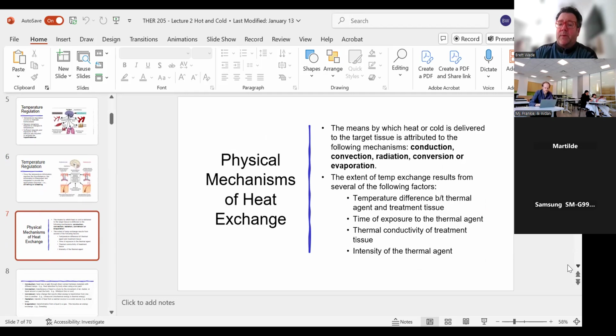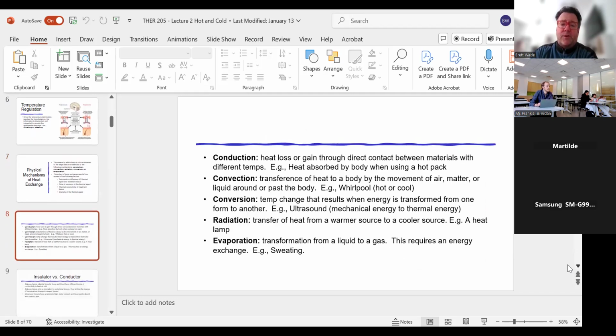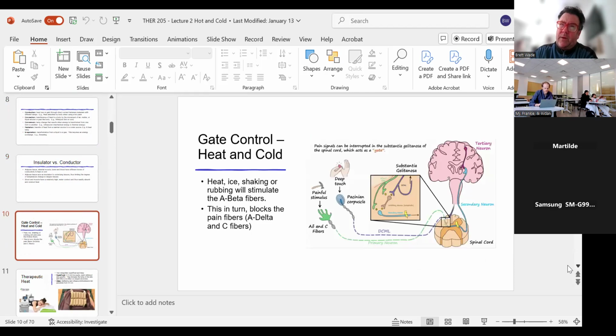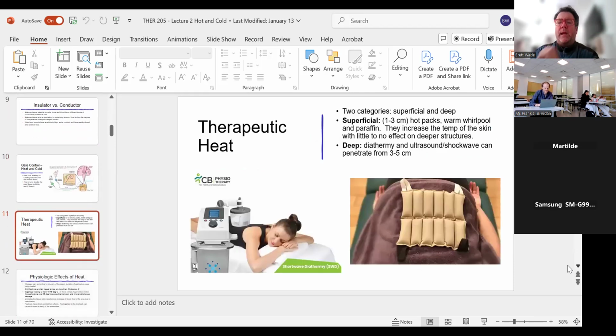So know the difference between conduction, convection, radiation, conversion, or evaporation. It's a question. I just looked at it. I know it's on there. Multiple choice again. Insulator versus conductor. I don't think I do have a question on that. It doesn't sound familiar to me. Gate control, we've covered it already. Difference between therapeutic heat of superficial and deep. Yes, it is for sure a question.